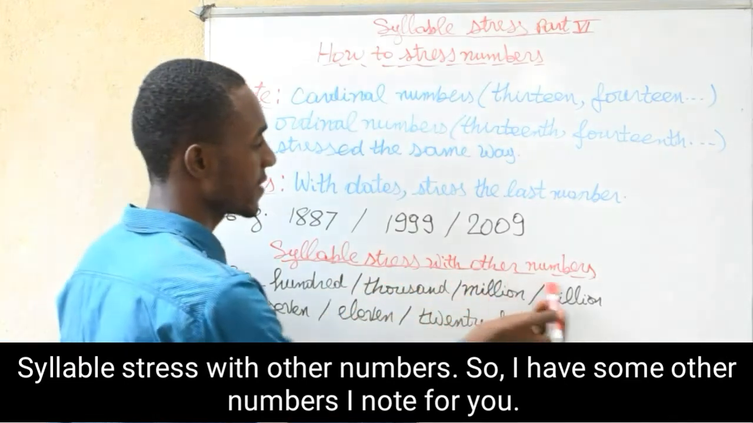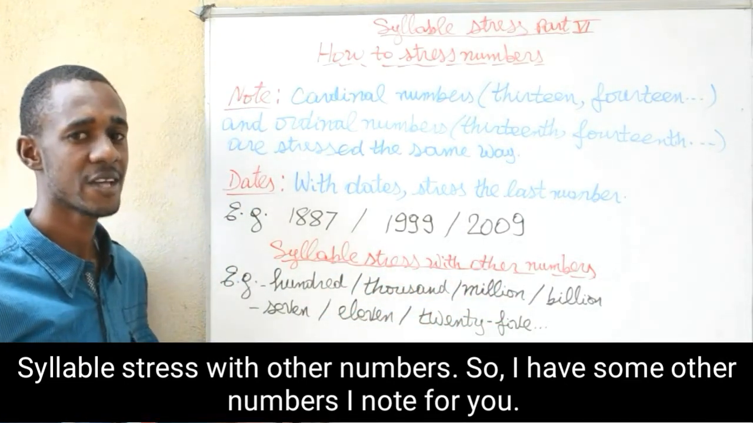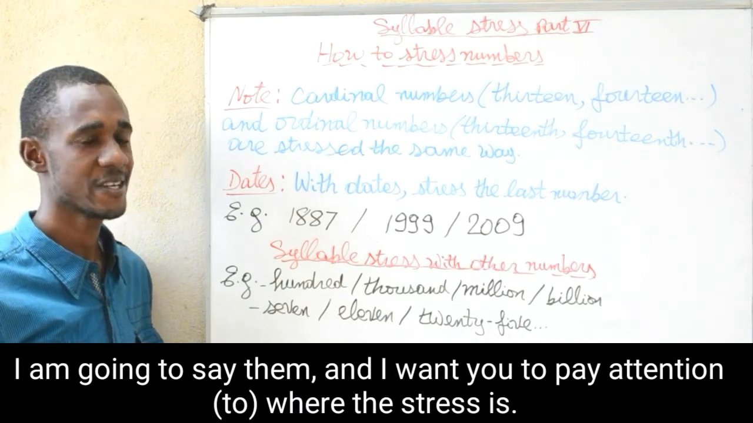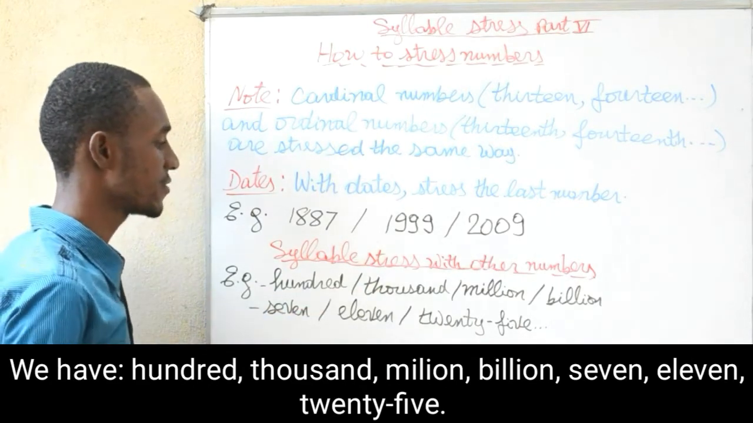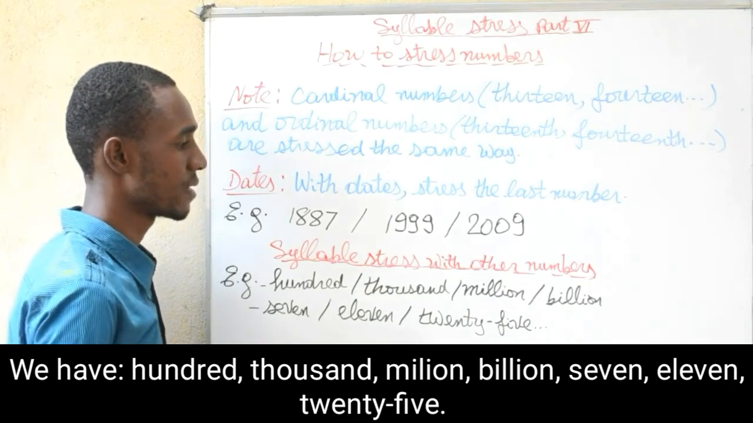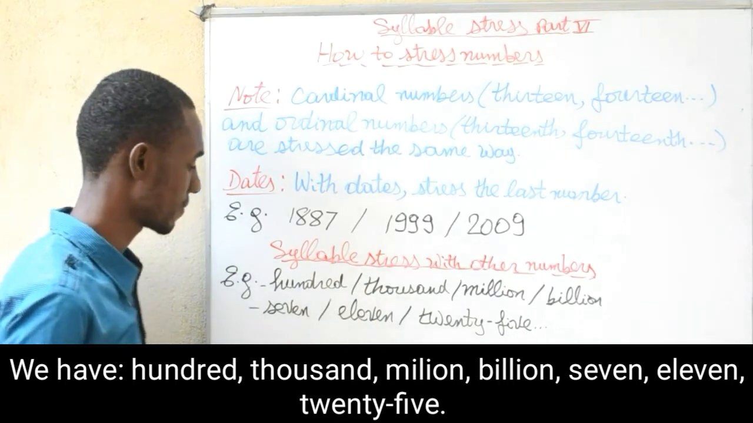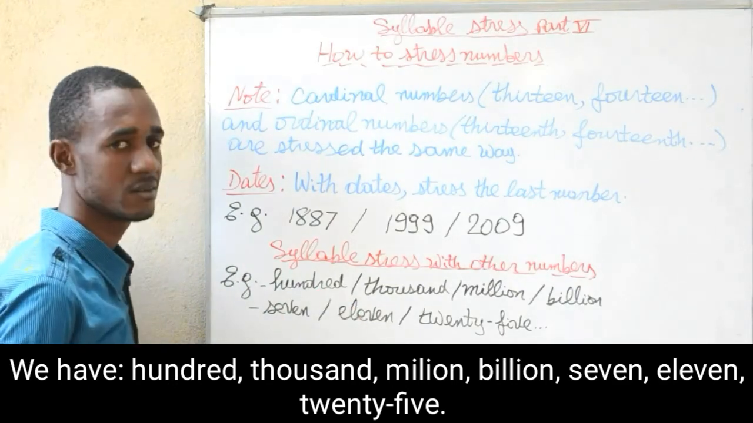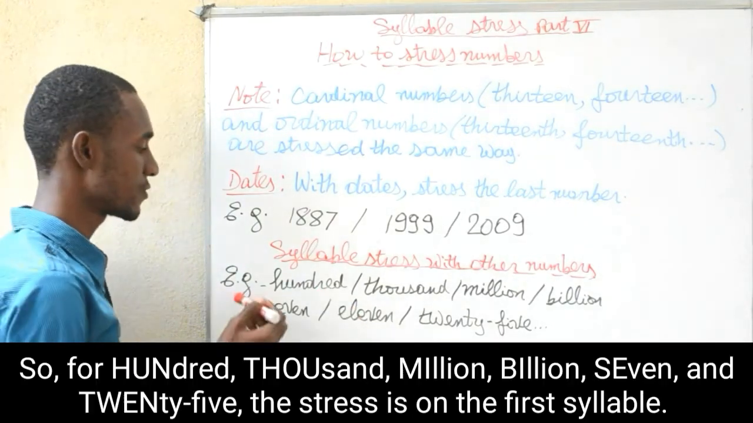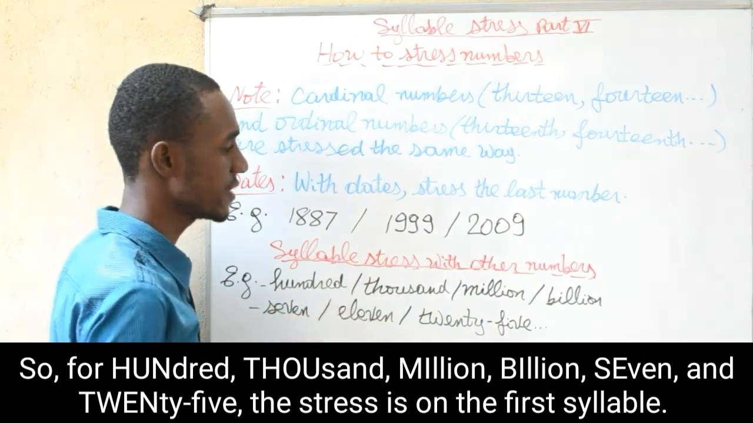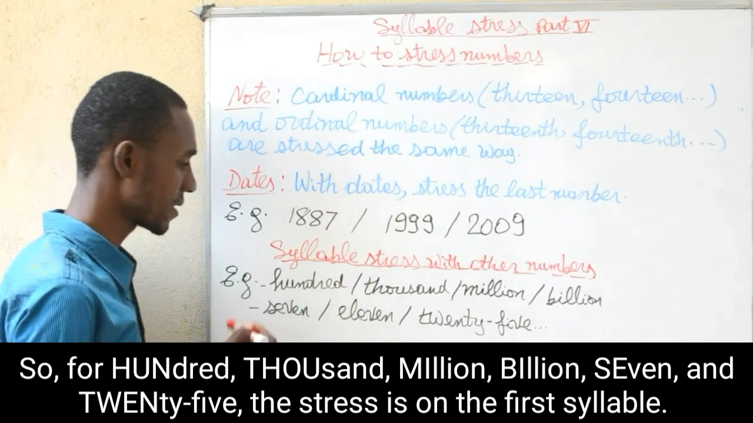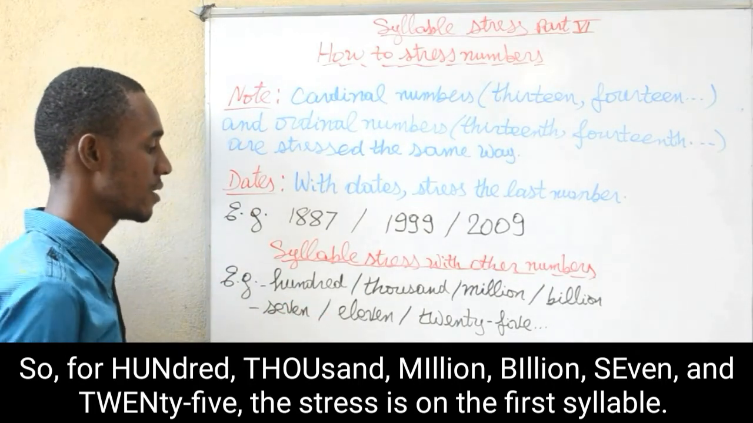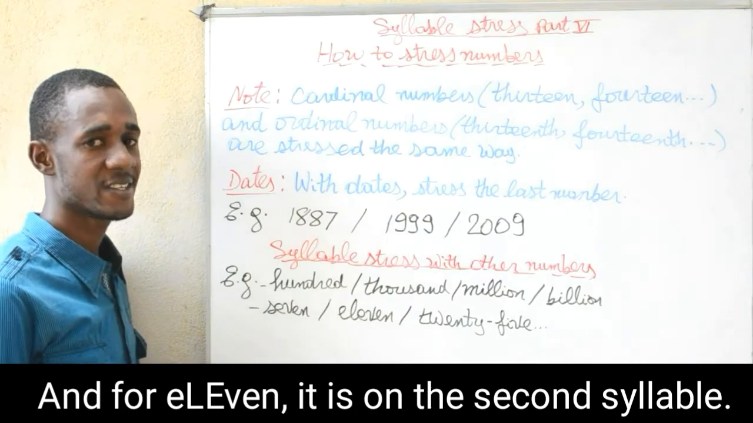Syllable stress with other numbers. So I have some other numbers I noted for you. I'm going to say them and I want you to pay attention to what the stress is. We have 100, 1,000, million, billion, 7, 11, 25. So for 100, 1,000, million, billion, 7, and 25, the stress is on the first syllable. And for 11, it is on the second syllable.